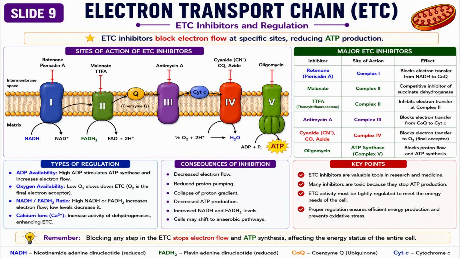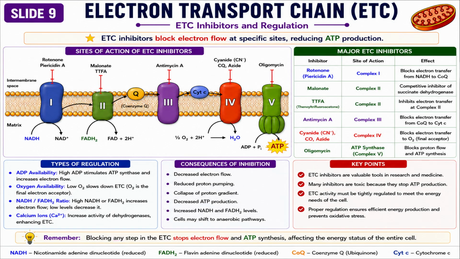Several inhibitors block electron transport at specific sites. Rotenone and piericidin A inhibit complex 1. Malonate and TTFA inhibit complex 2. Antimycin A inhibits complex 3. Cyanide, carbon monoxide, and azide inhibit complex 4, preventing oxygen utilization. Oligomycin inhibits ATP synthase and blocks proton flow.